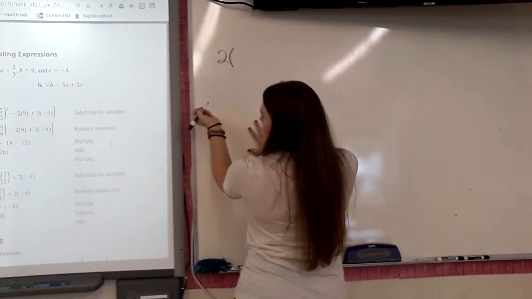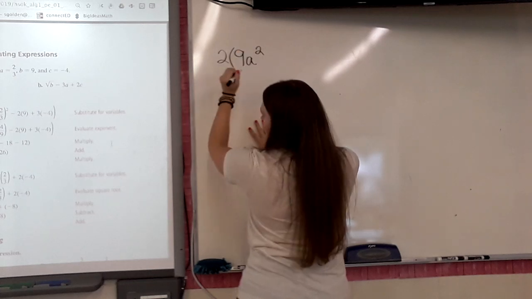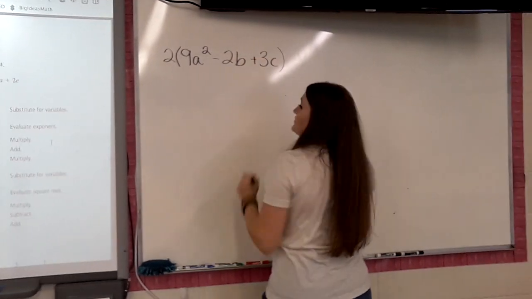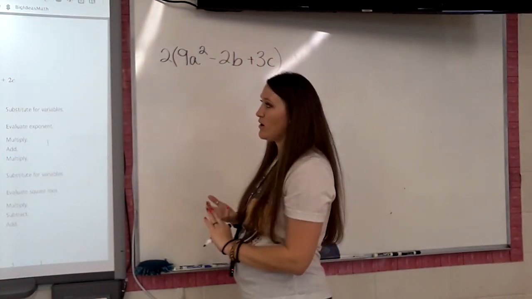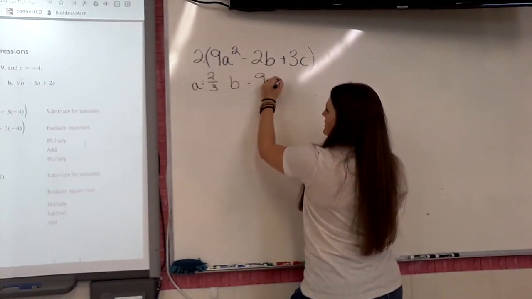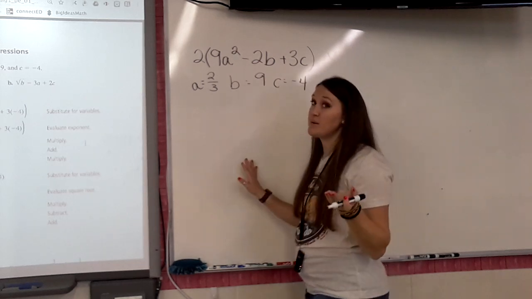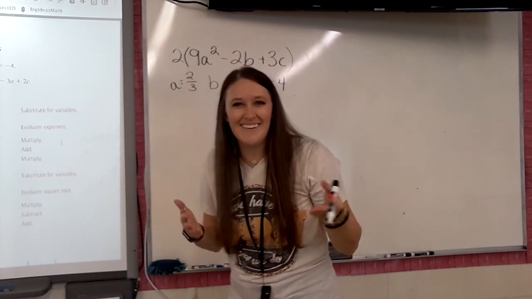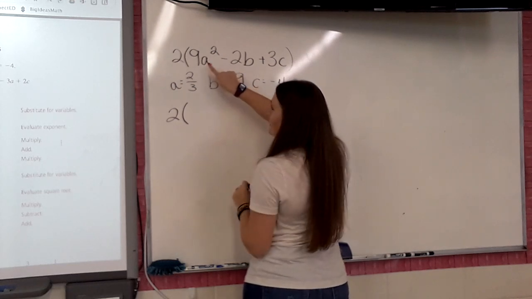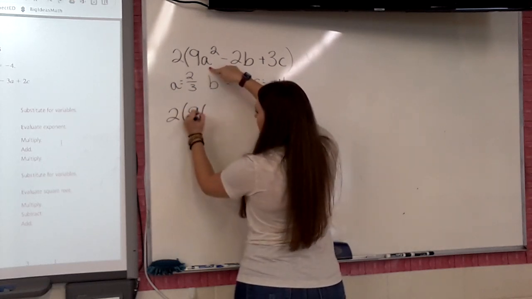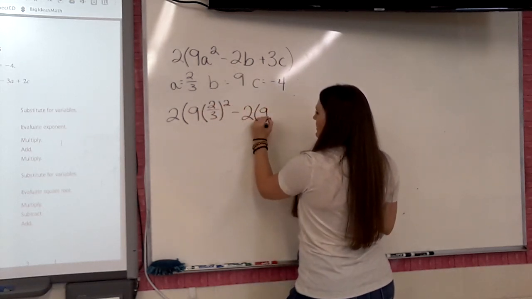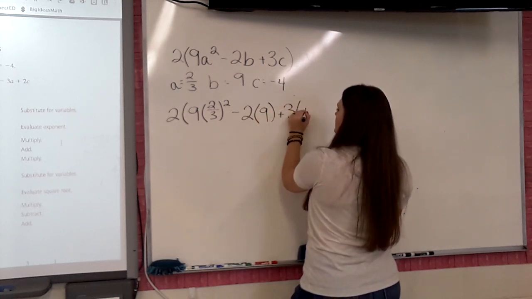2 times 9a squared minus 2b plus 3c. So now we have 3 variables, a, b, and c. And on this problem, they tell us a is 2 over 3, b is 9, c is negative 4. So the first thing we do, if you remember, we plug it in. We rewrite it and plug in our numbers. So we have 2 times 9a squared. The a is being squared, so I have 9 times 2 over 3 squared minus 2 times b is 9 plus 3 times c, and c is negative 4.